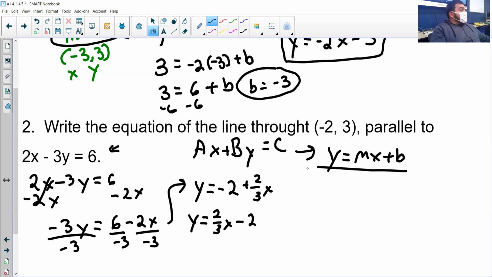All right, this is parallel. I don't know about time for perpendicular, so we'll continue that Monday.